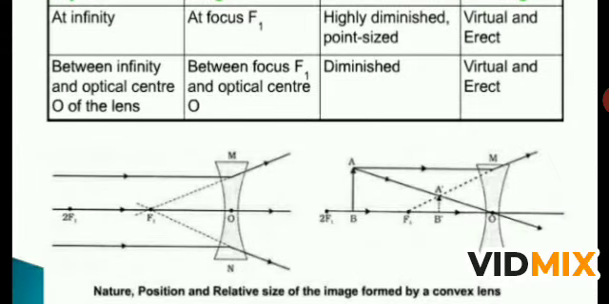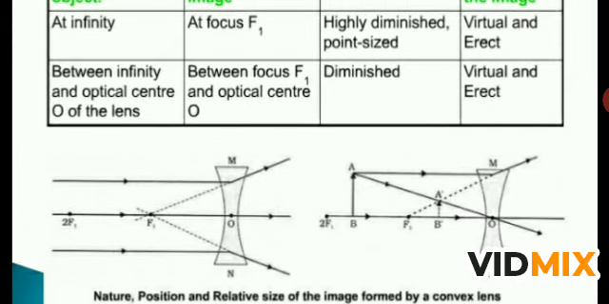If you see the second figure, in this case the object is between infinity and optical center O of the lens, means anywhere the object will be between infinity and optical center. There will be no F to 2F, you can put the object anywhere, and when you put the object anywhere, you will get the image between focus and optical center, and the image is diminished, virtual and erect. So there are only two conditions in the case of concave lens to draw the image: when the object is at infinity, and the second is when the object is between infinity and optical center.